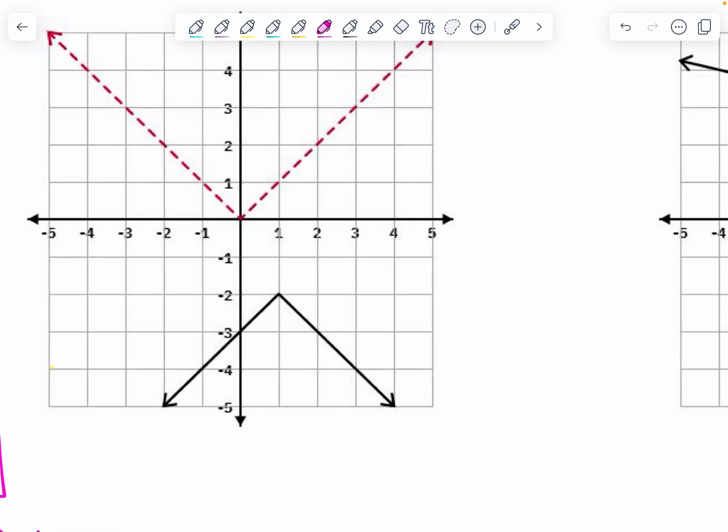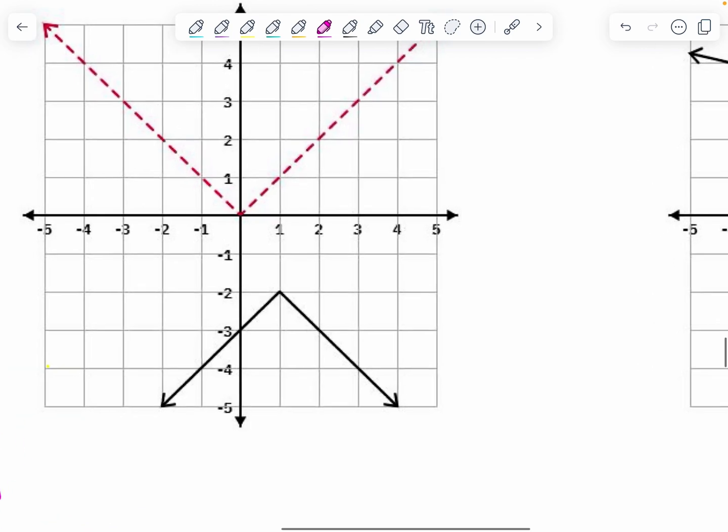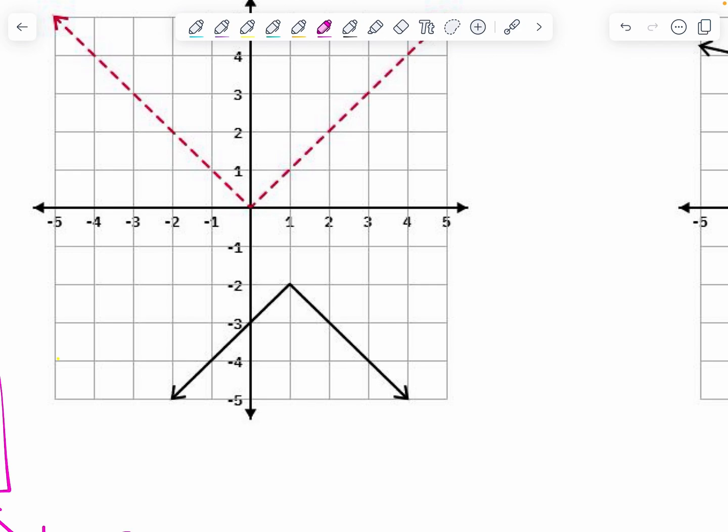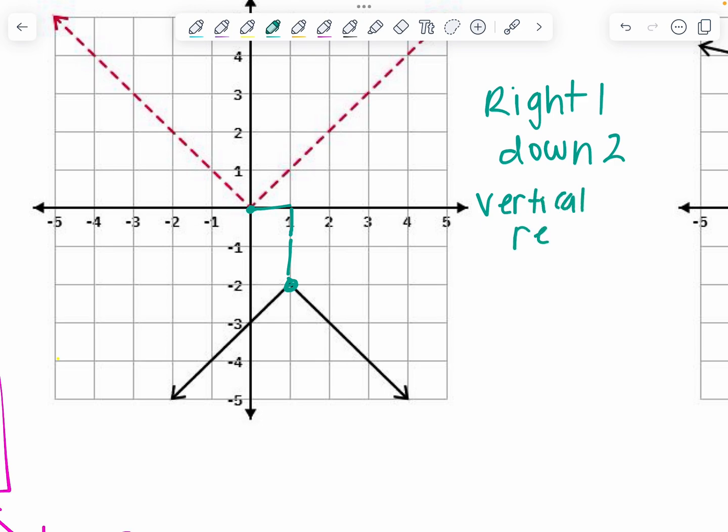Second question, I noticed that the steepness of the line in both the dotted and the solid are the same. So once again, our shape did not change, but we do have 3 transformations. I can see that the vertex went to the right 1 and down 2. And then I also see that it went from pointing up to pointing down. So that's what we call a vertical reflection, or reflection across the x-axis.